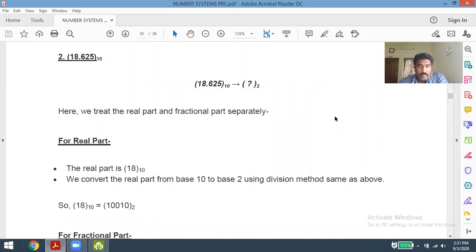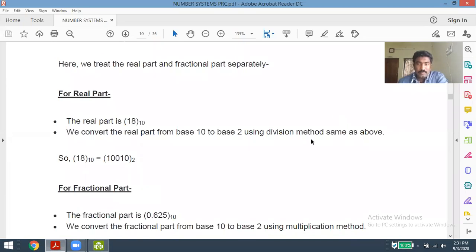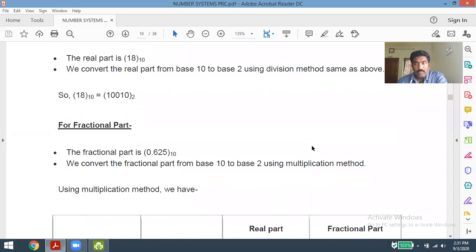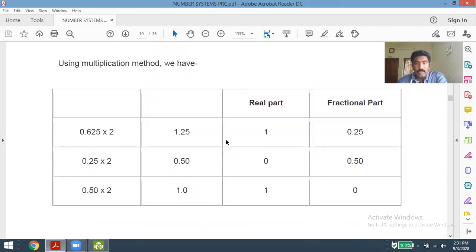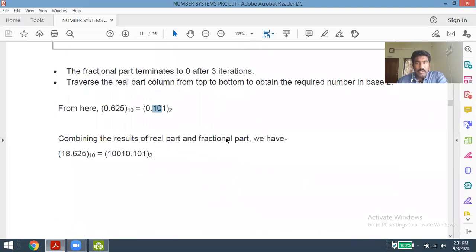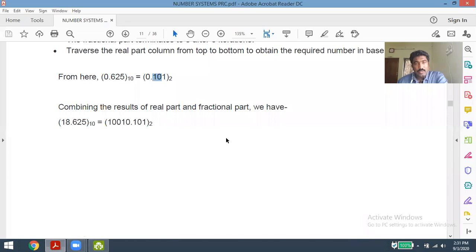So before that, practice yourself without seeing it, without looking for the material. Just try it out. If any mistake is getting to you, just once verify that material. Okay. So this is about converting a given base 10 to the base 2.